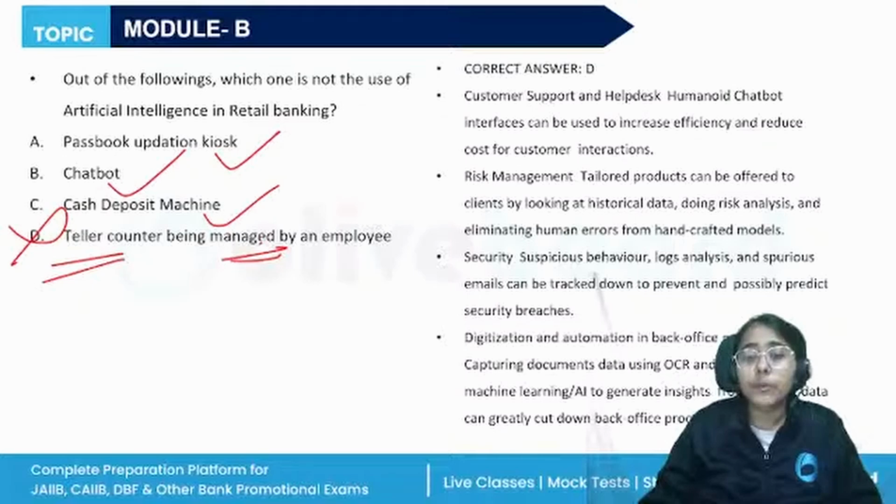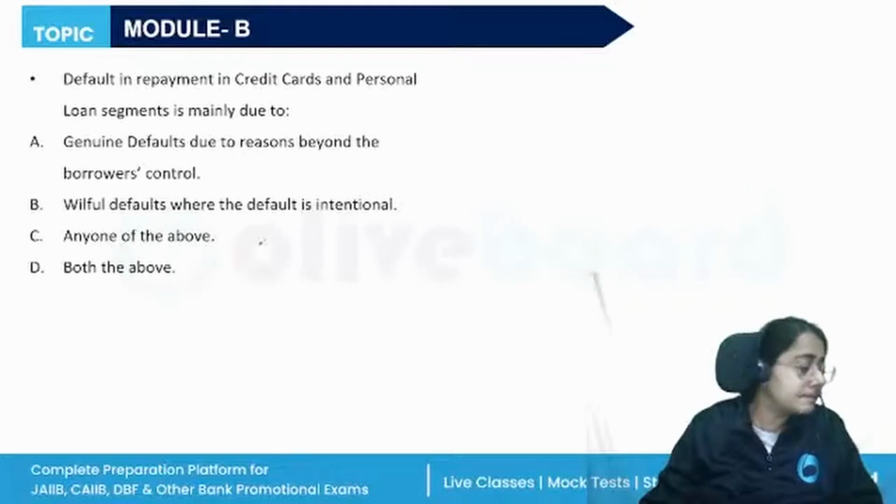So, customer support and help desk, humanoid chatbot interfaces can be used, risk management, security, and we can track suspicious behavior, log analysis, and spurious emails. And for digitization and automation in the back office, AI can be used.